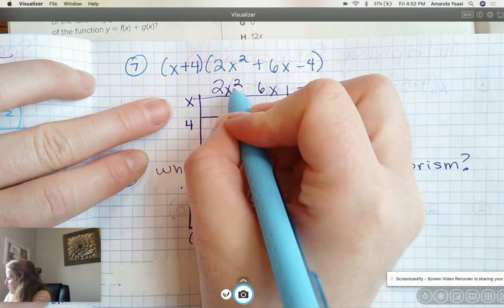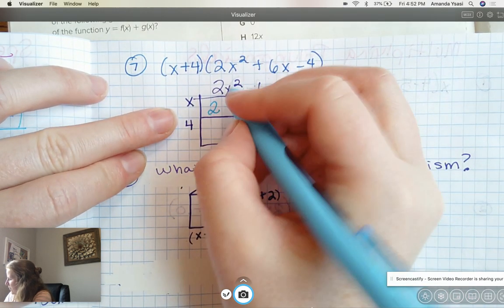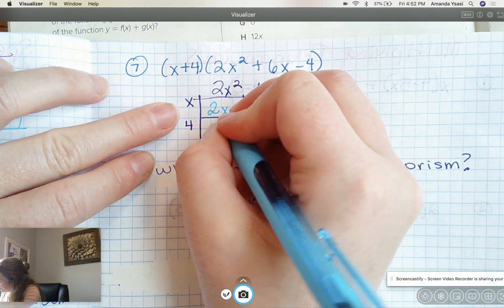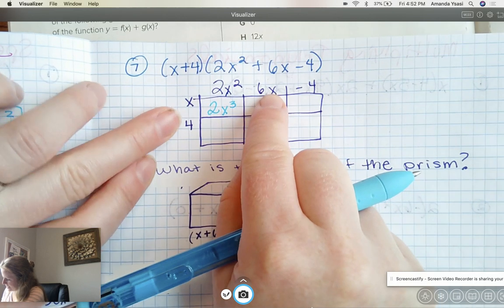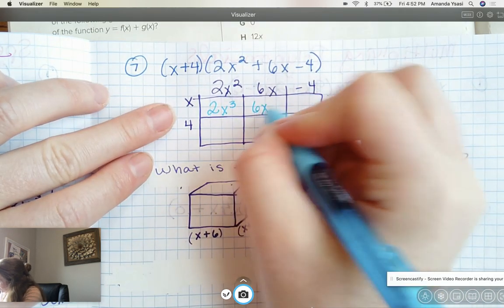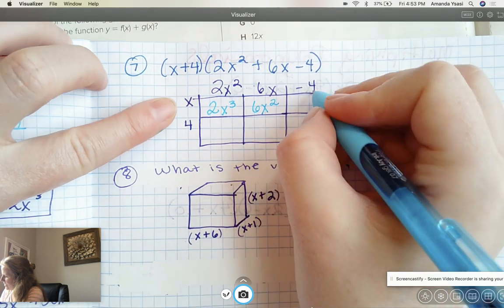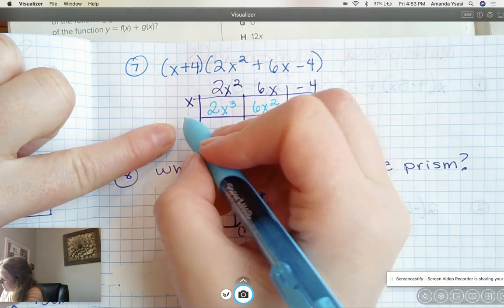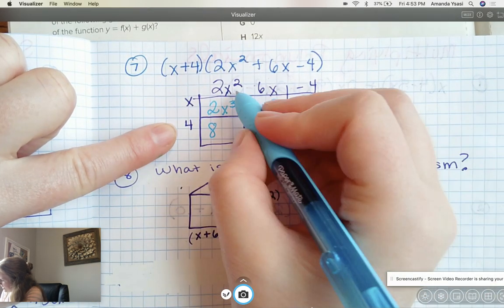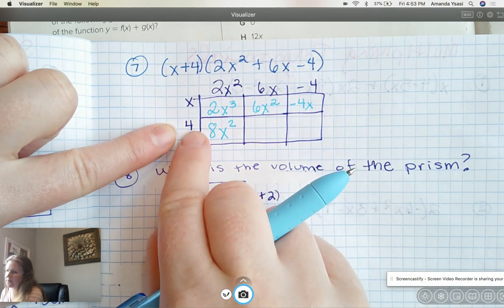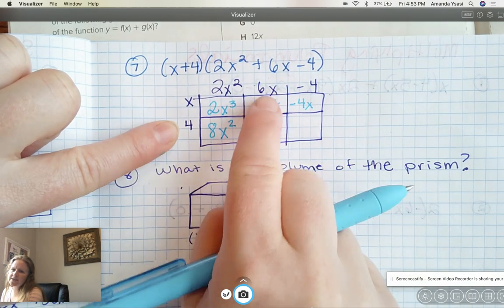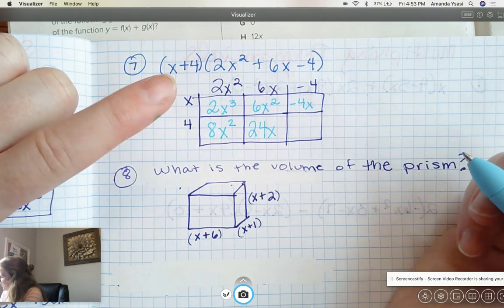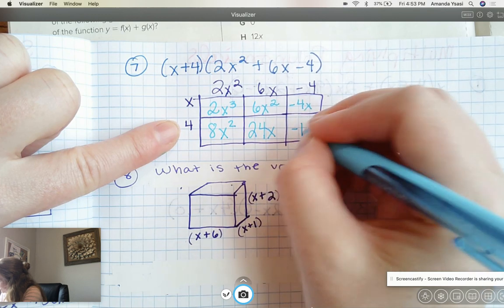So 2x squared times x would make that 2. You have an x squared and an x. You would add your exponents, making that a third power. X times 6x is 6x squared. X times a negative 4 is just negative 4x. 4 times 2 is 8, and then you just tack on the x squared because there's no other x over here. 4 times 6 is 24, and then just be regular x. And then 4 times a negative 4 is a negative 16.